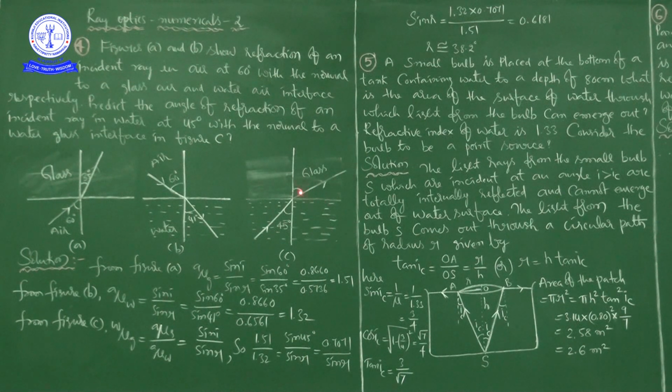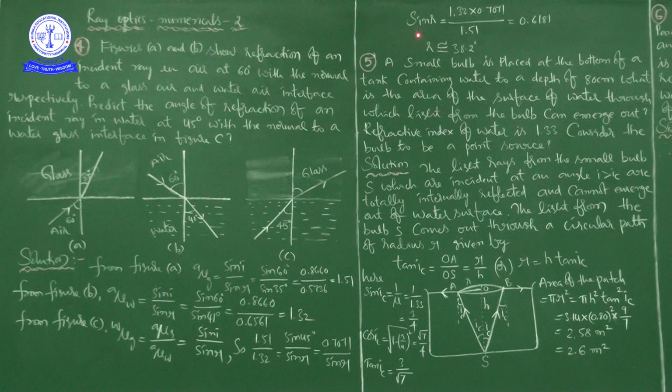The unknown thing we need to find is R. Generally the angle of refraction is represented by the small letter r. So here also the same thing: sine r, and the value of sine 45 degrees is 0.7071. So 1.51 by 1.32 is equal to 0.7071 by sine r. Finally, what is sine r?